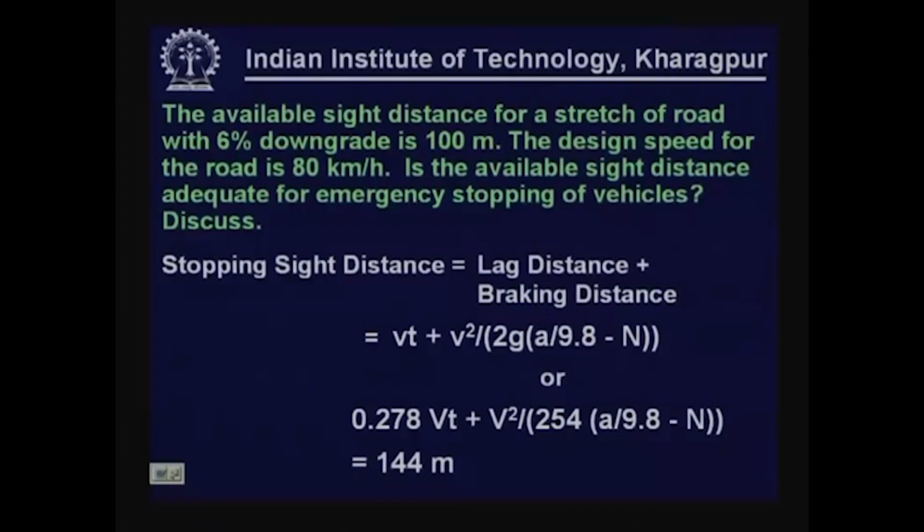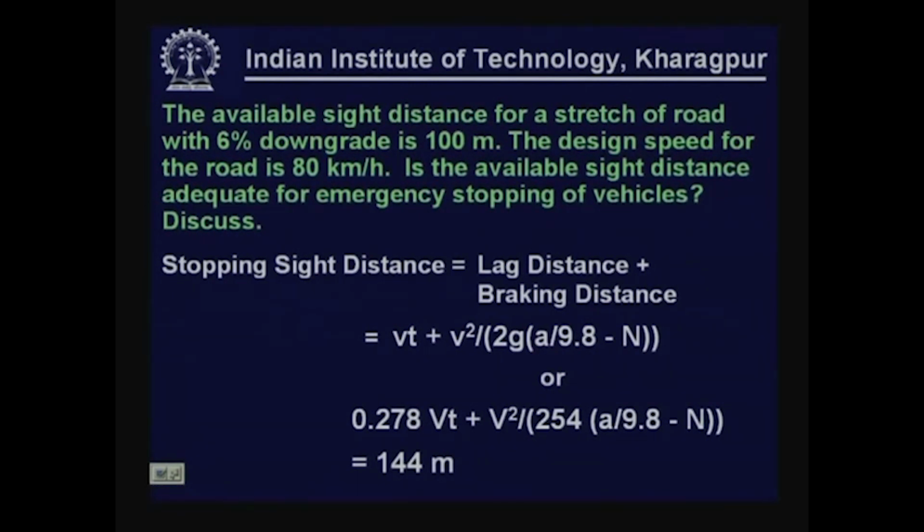This is the last, there is a problem. The available sight distance for a stretch of road with 6% downgrade is 100 meter. The design speed for the road is 80 km per hour. Is the available sight distance adequate for emergency stopping of vehicle? The problem is fairly simple.